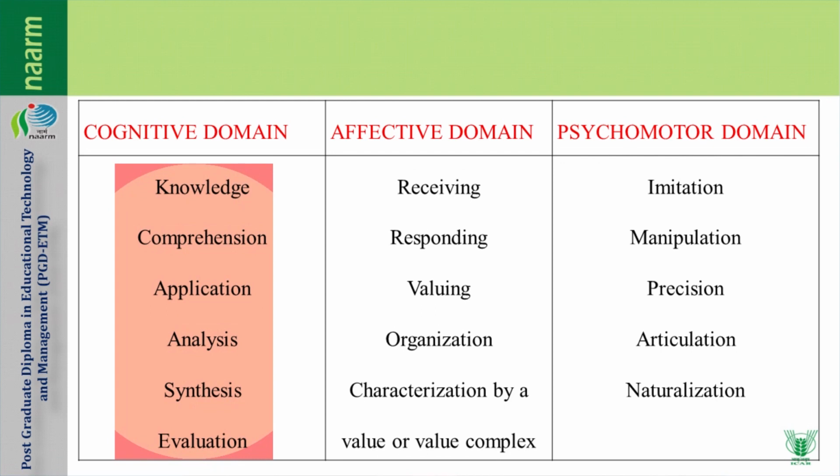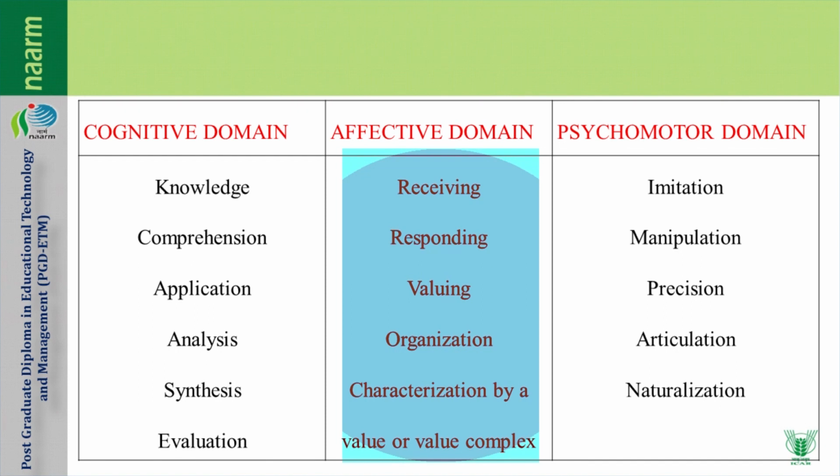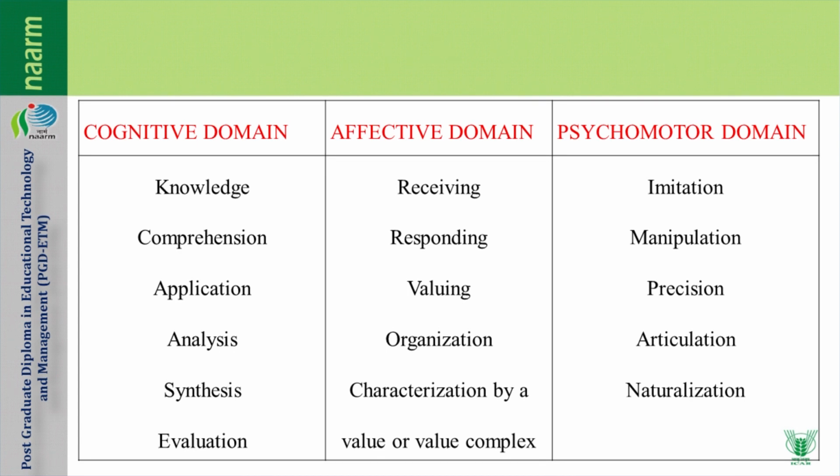So, Bloom's taxonomy can be shown like this: under the cognitive domain, knowledge, comprehension, application, analysis, synthesis and evaluation; and in the affective domain, the levels of achieving each objective are shown in this way: receiving, responding, valuing, organization, and characterization by a value or value complex. And in the psychomotor domain, the levels of achieving objectives are imitation, manipulation, precision, articulation, and naturalization.